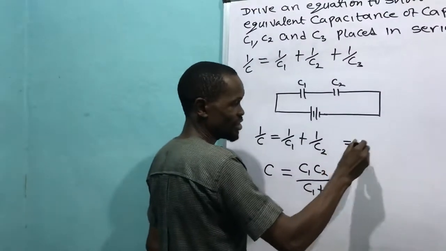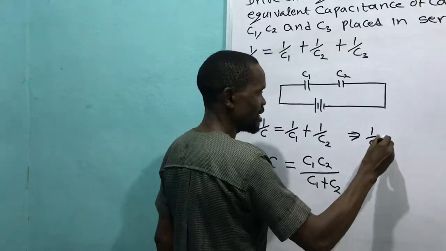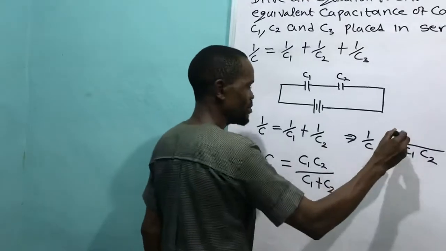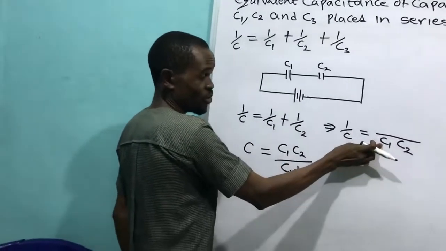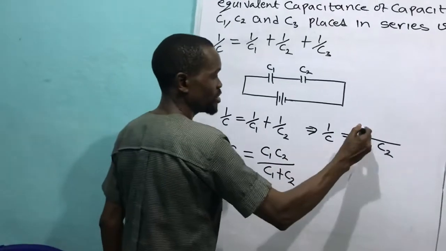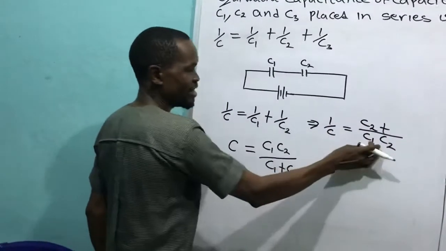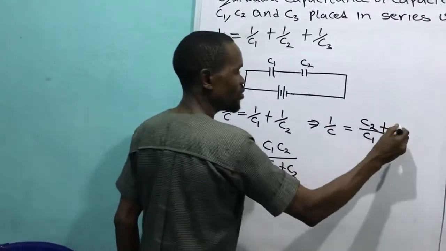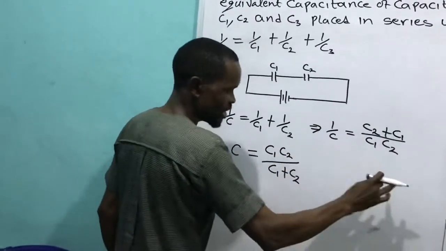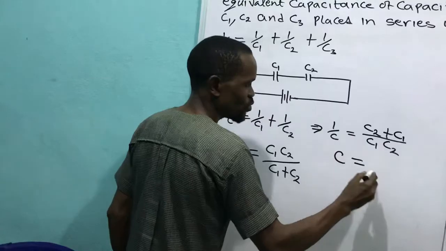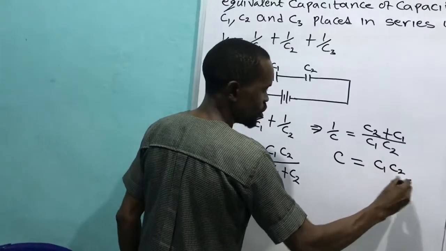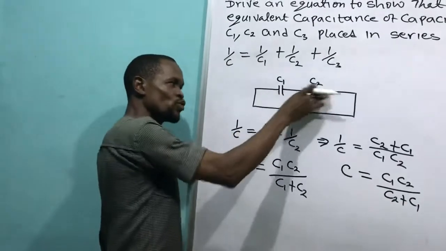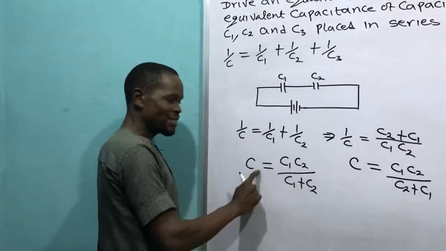How? You can find the LCM. 1 over C. LCM of this is what? C1 C2. This divided by this will give me what? C2. C2 times 1 will give me C2 plus this divided by this will give me what? It will kill itself here, leaving me with C1. C1 times this will give me what? C1. Then cross multiplication, I will have that C is equals to C1 C2 all over C2 plus C1. That means whenever two capacitors are connected in series, I can simply say what?